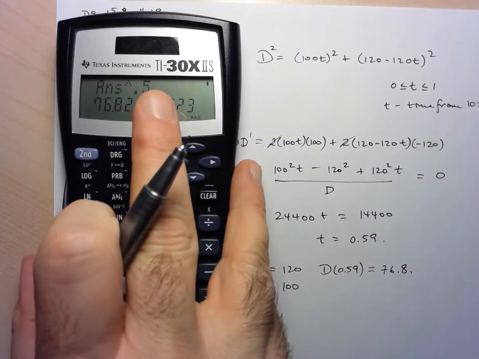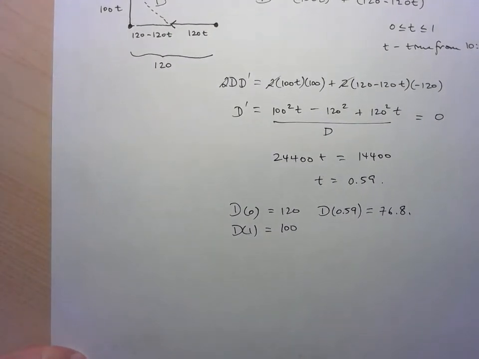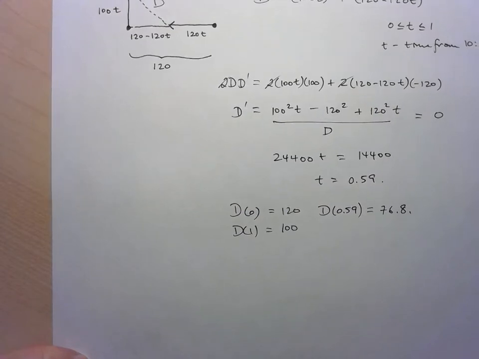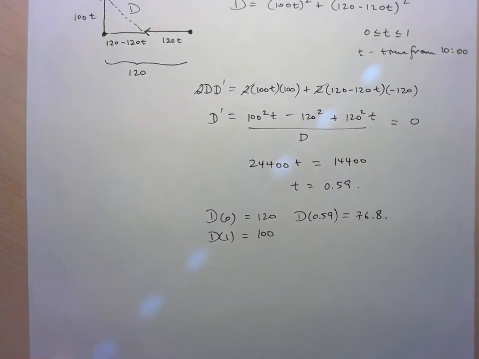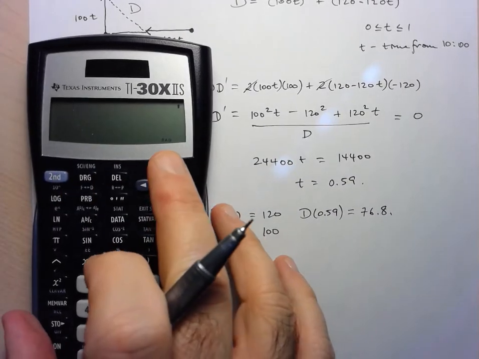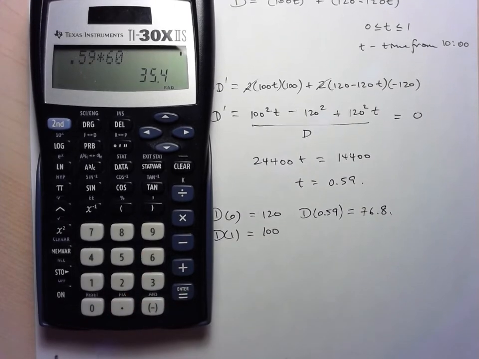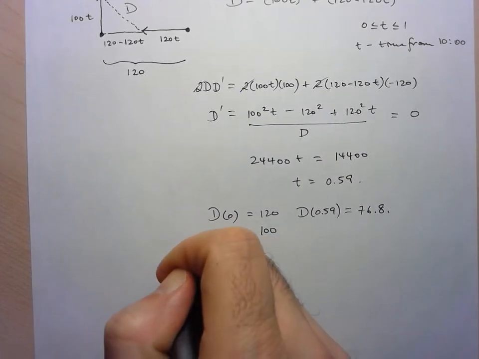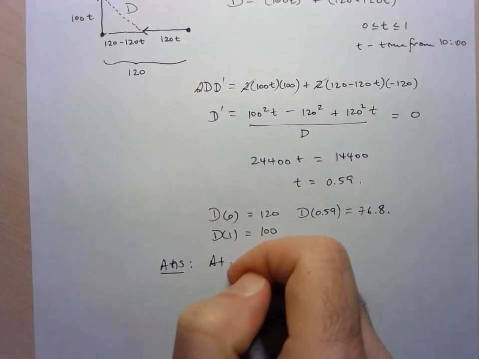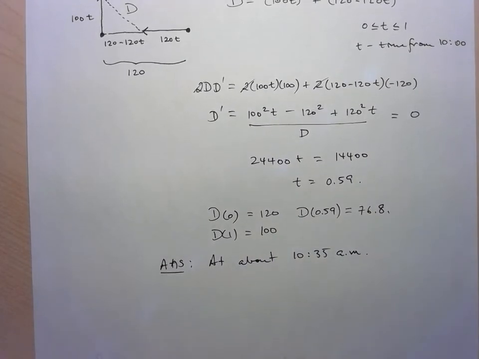Okay, so now that I found the value which minimizes my distance, let me go back to my question and see what they want. And it says, at what time were the two trains closest together? Okay, so after 0.59 hours after 10 a.m., but it's always nicer to give that answer in terms of an actual time. So 0.59 times 60 minutes is 35.4. So our answer here would be at about 10:35 a.m. That's when the minimum would be.